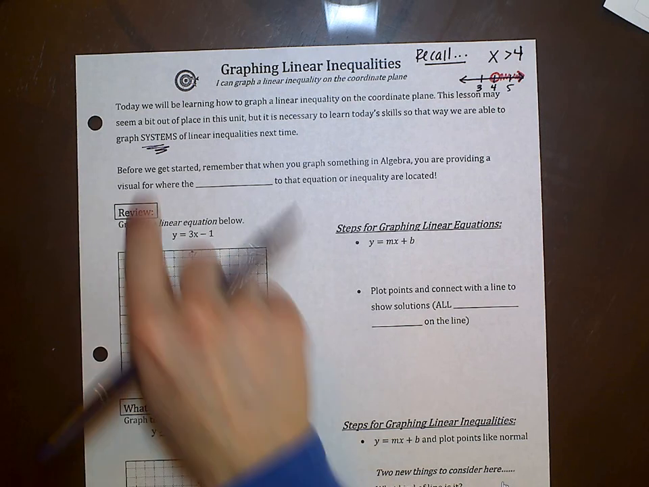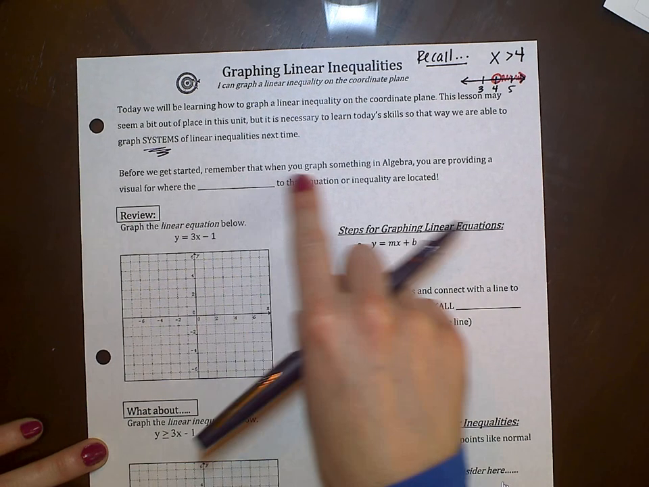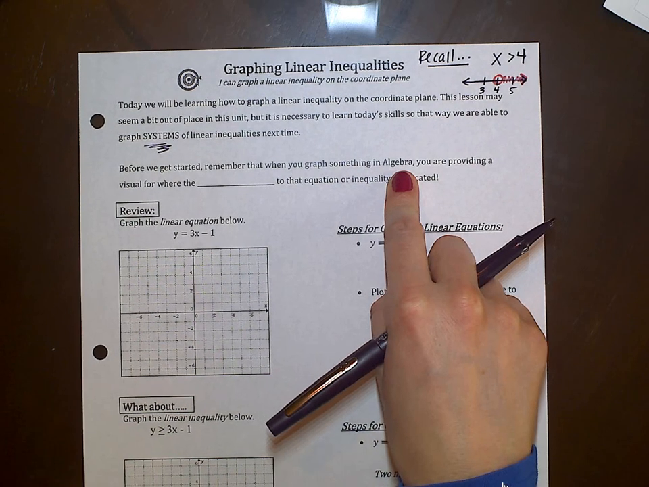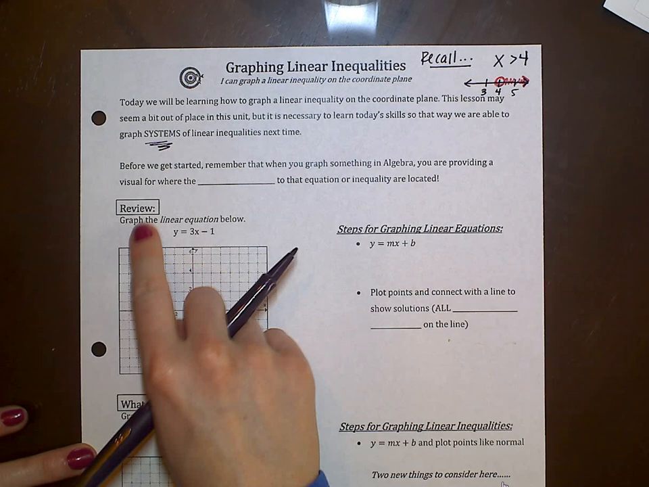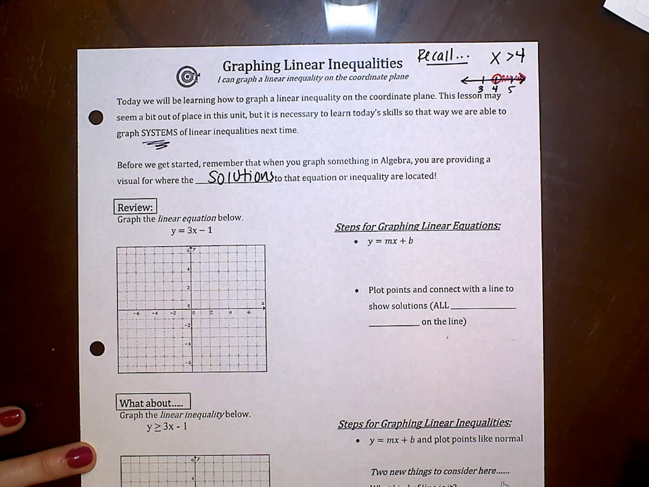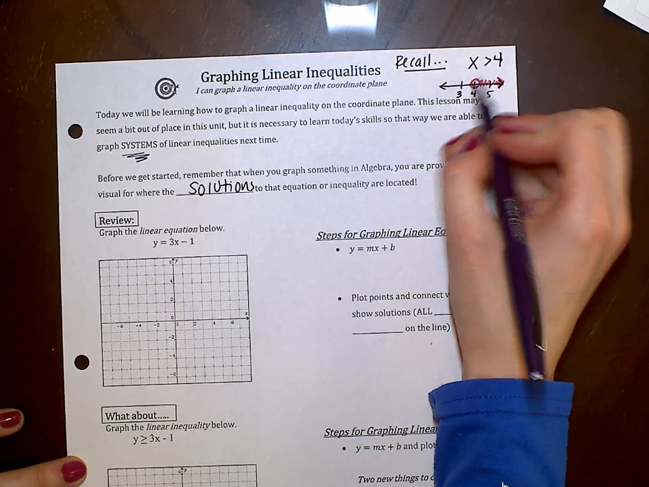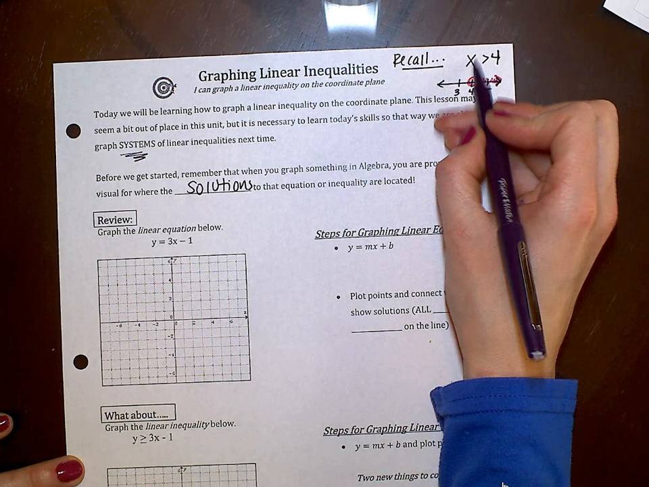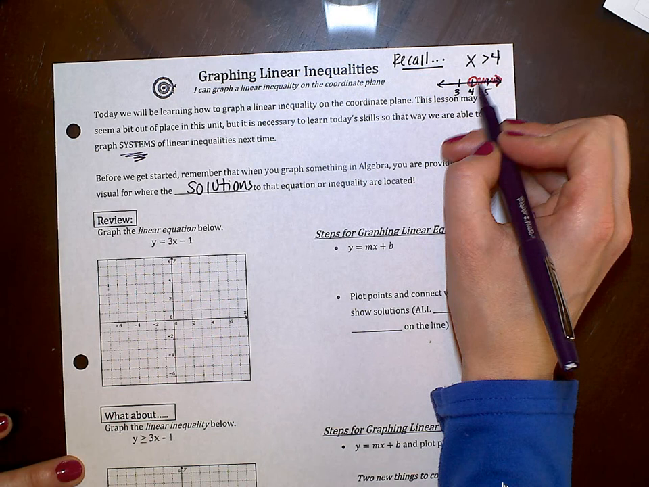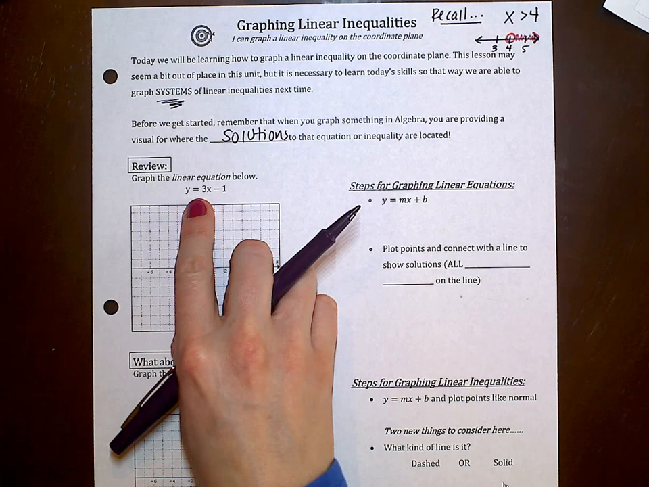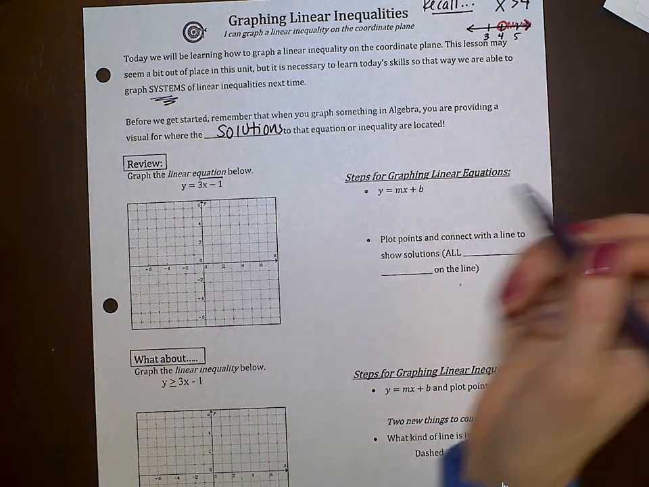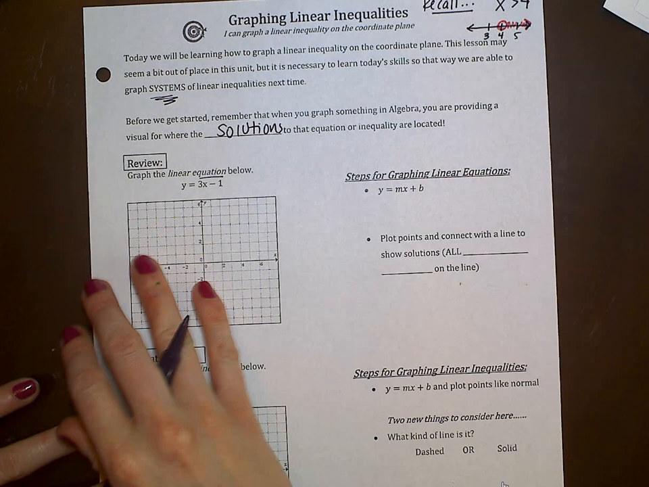But before we get started, please remember that when you graph something in algebra, what are you doing when you graph? Well, you're providing someone with a visual for where the solutions are. That's what a graph is. That's what this graph showed right here: x is greater than 4. x can be any number bigger than 4, so I'm going to show that on the number line by shading. When you graph a linear equation that has an equal sign, or just a line, you're showing someone where all the answers are. So let's review how to graph a line.